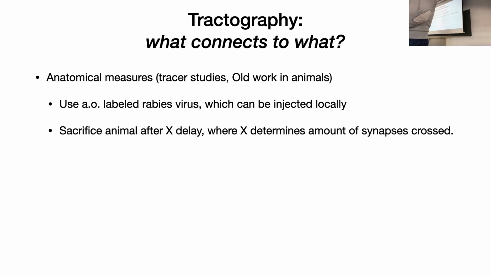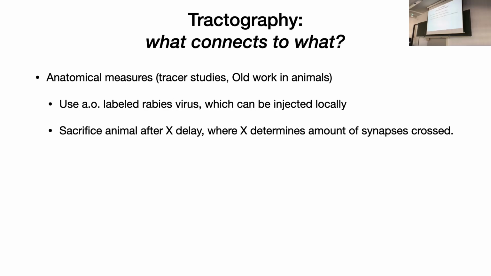So I can check. If I sacrifice this animal after 1 day, I will be looking at the connections from where I injected 1 synapse away. But if I wait 2 days, it's 2 synapses. If I wait 3 days, it's 3 synapses. You get the point, but the bad thing is now you need 3 animals, right? So if you want to make an entire time course for different regions, you need a zoo of animals.